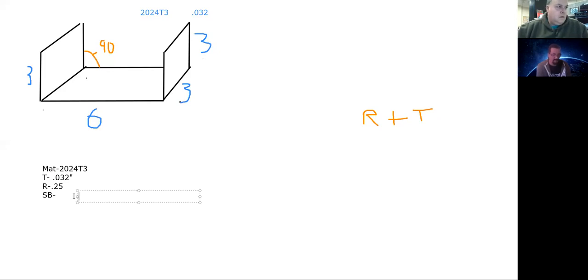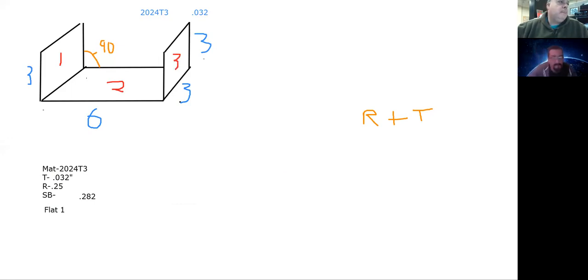It would be 0.282. Yep, 0.282 becomes our setback. So now we can measure what our flat sections will be, right? Because now we know our setback. So flat 1, which I'll do here in red. This is flat 1, this is flat 2, and this is flat 3.